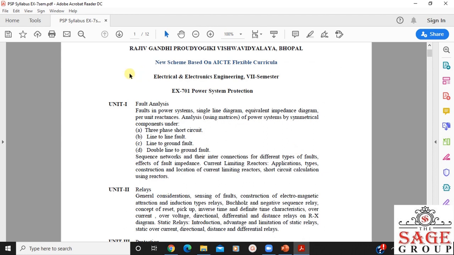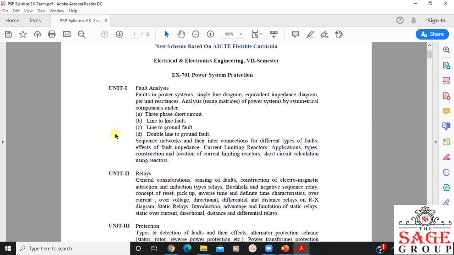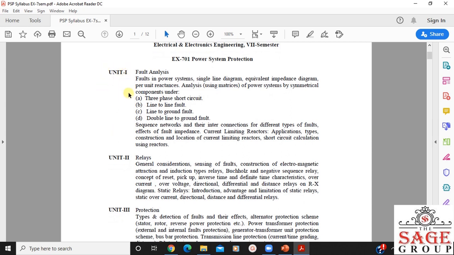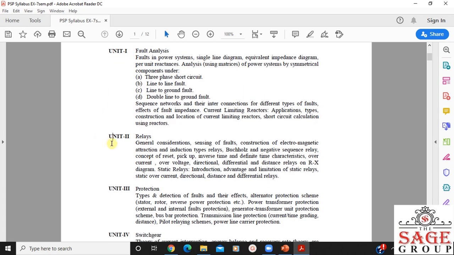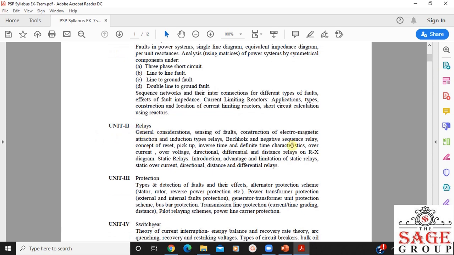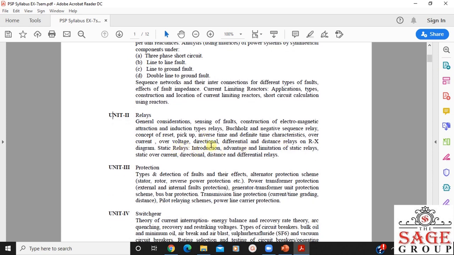This is the syllabus which I am going to discuss unit by unit. This syllabus is totally based on the RGPV curriculum. I am going to record multiple lectures based on this syllabus. If you go through it, you will find that the first unit is totally based on faults, their types and various numericals on fault analysis. In the second unit, I will discuss relays, types of relays, their working and their numericals.